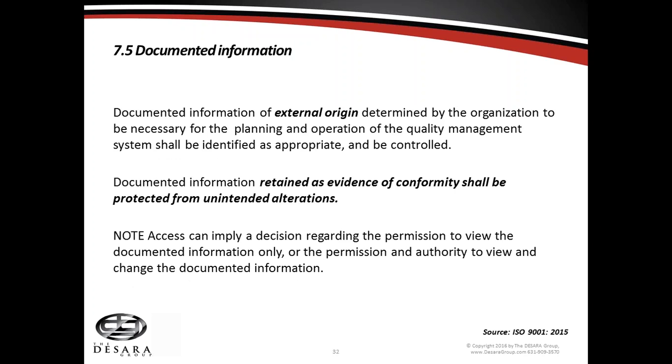We want to make sure that the records are protected from unintended alterations. The note talks about access. How do we access these? It's a matter of deciding who has permission to look at them only, or permission to review them, or permission to change them. So I don't think you need to do a significant amount of work in your document control procedures based on what I've seen in the standard.